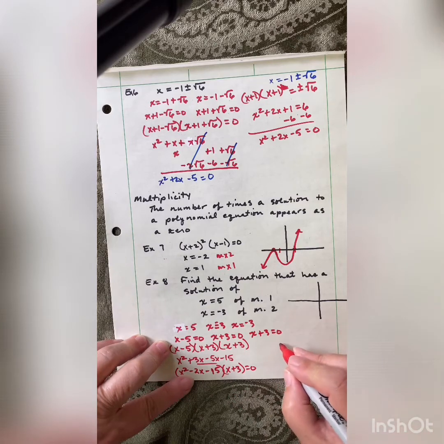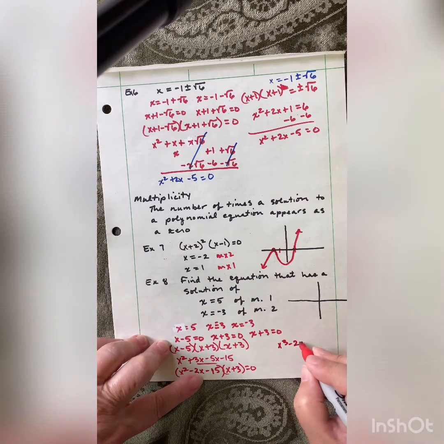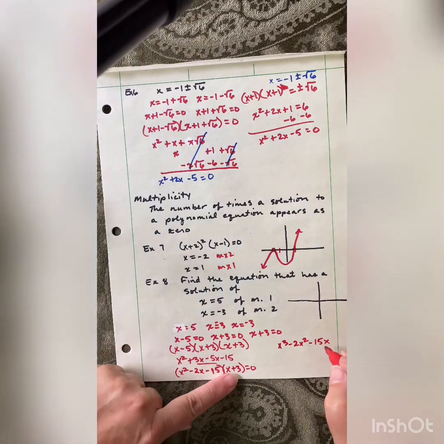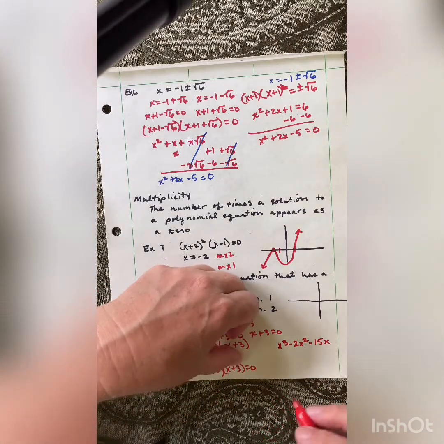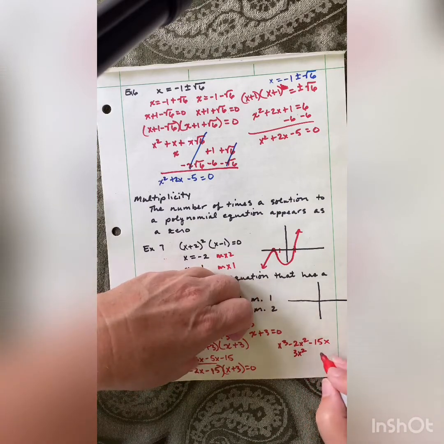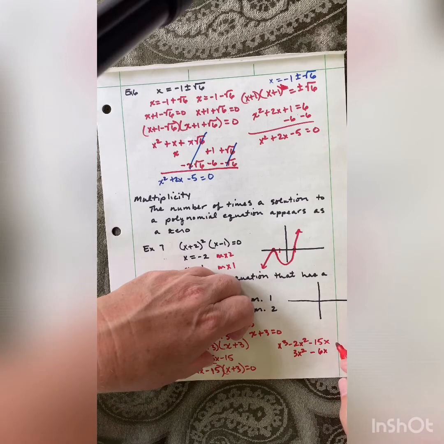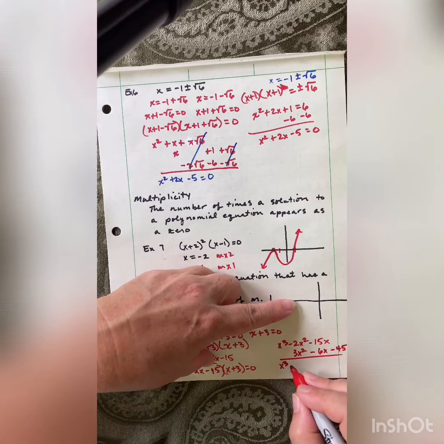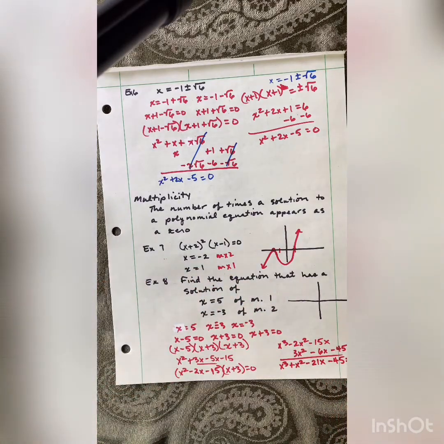That'll give me an x cubed minus 2x squared minus 15x. That's the x part. Now let's do the 3. So the 3x squared minus 6x minus 45. Put those together. X cubed plus x squared minus 21x minus 45 and equaling 0.